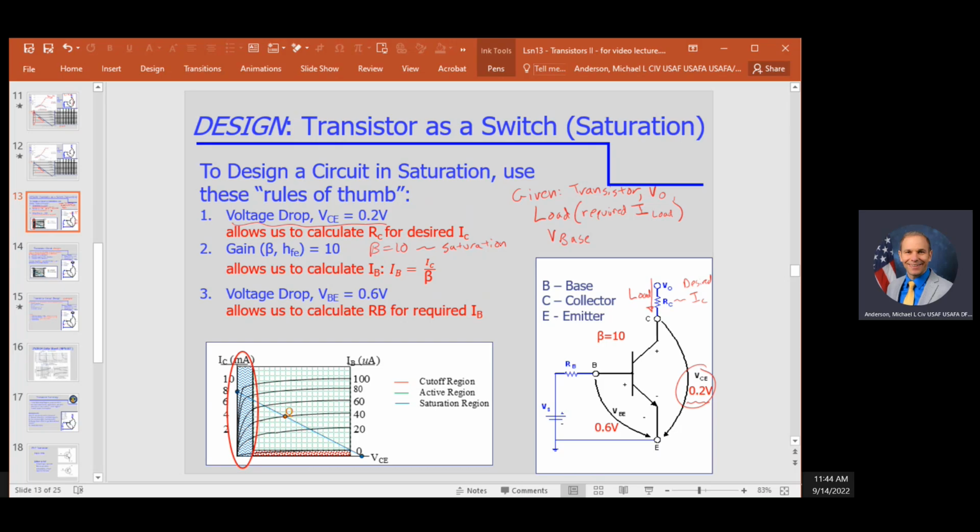So we assume it's saturated, and we treat it like it's saturated and do the calculations, and it will be saturated. Okay, so given the gain, we can use the collector current IC that we calculated in the previous step in this formula to get the desired base current. Once we know the desired base current, we assume a voltage drop from B to E of 0.6 volts, which would be true if it's in saturation, and that allows us to calculate the required base resistor. So let's do an example.